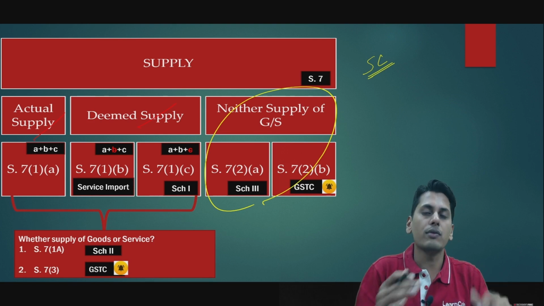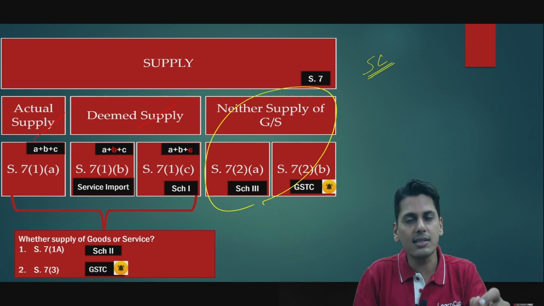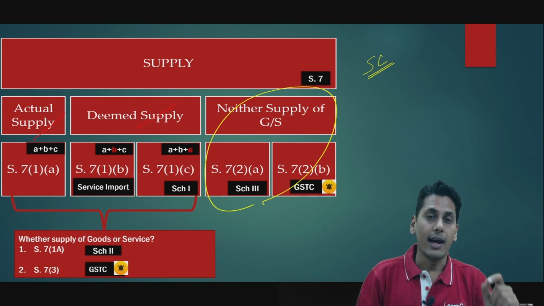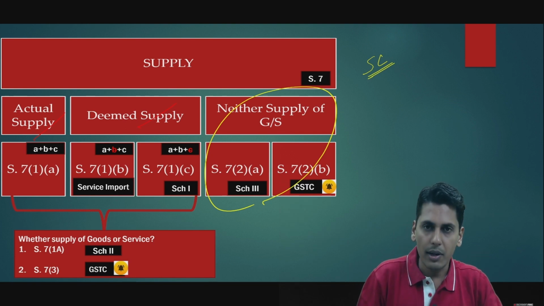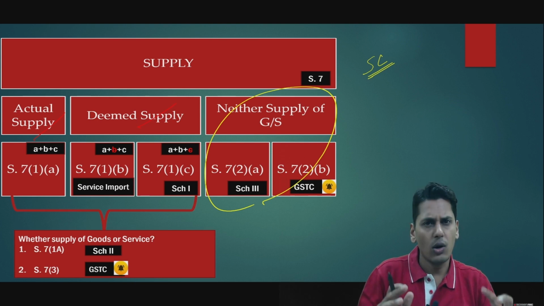GST is a replacement of service tax which was there. We had similar provisions in service tax. So fearing this, the government has brought in a retrospective amendment which is effective from 1st of July 2017. Now what is that amendment?